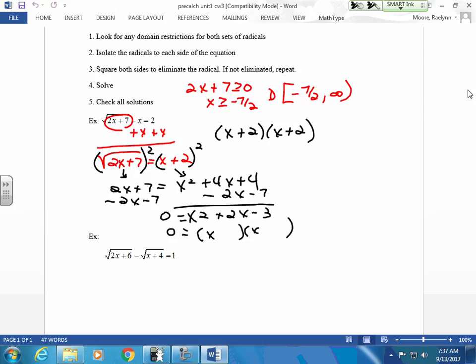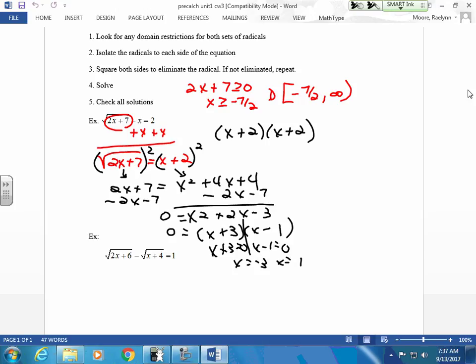Factors, anybody come up with the factors? X plus 3, x minus 1. Good. X plus 3, x minus 1. I want my middle term to be higher, so the higher one's going to go here. Okay, set them both equal to 0. So x is negative 3, and x is positive 1.